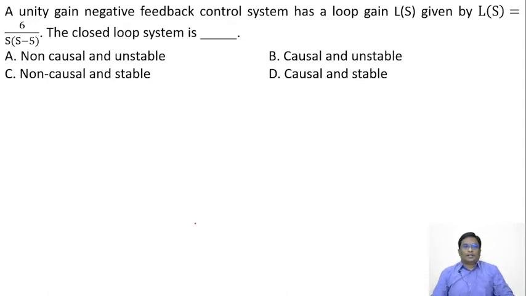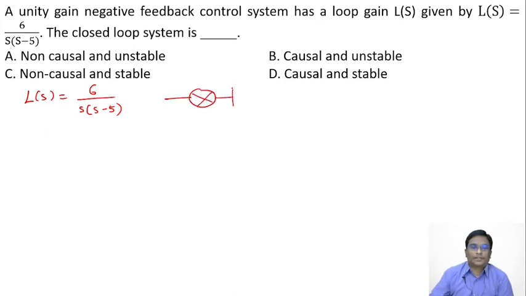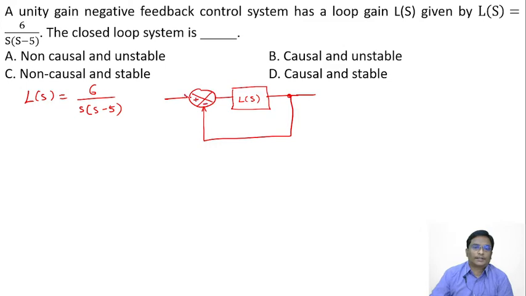Okay. A unity gain negative feedback control system has a loop gain given by L of S. Okay, it is L of S given as 6 by S into S minus 5. The closed loop system is, okay, they're asking about the closed loop system. Actually, it seems like some system has open loop gain L of S, right? It's the output. Okay, it's a negative feedback system. This is plus here, this is minus here, right? And this feedback is a unity gain.